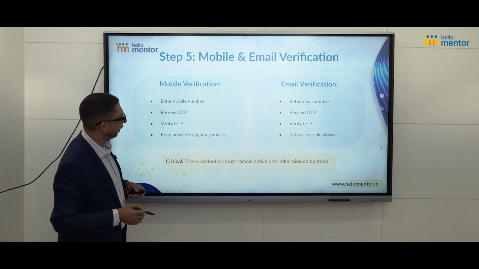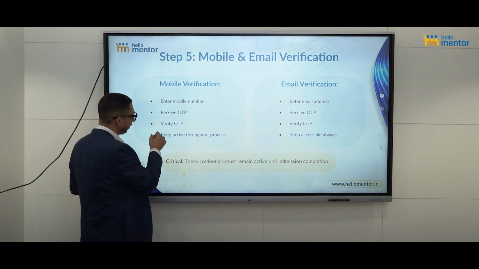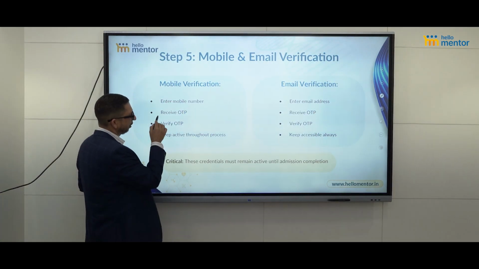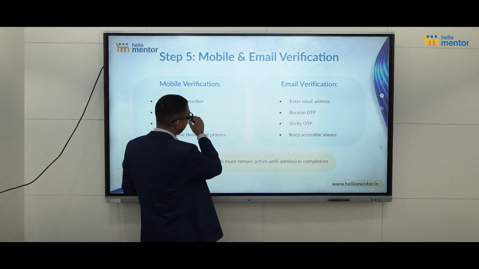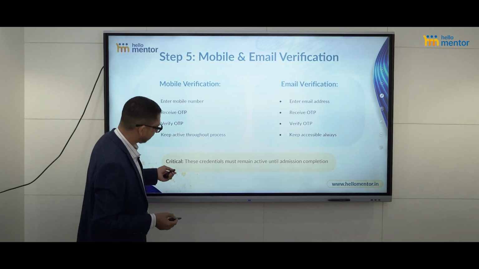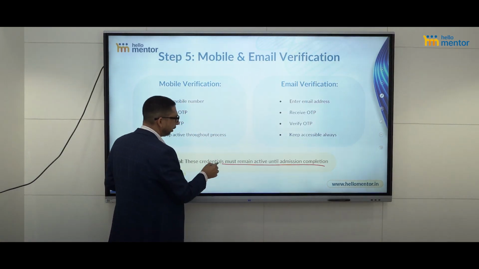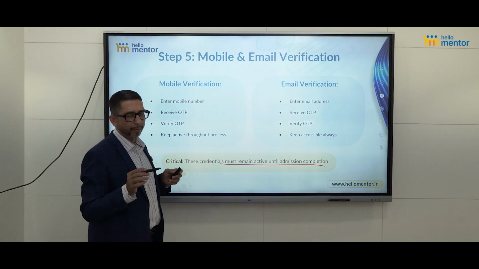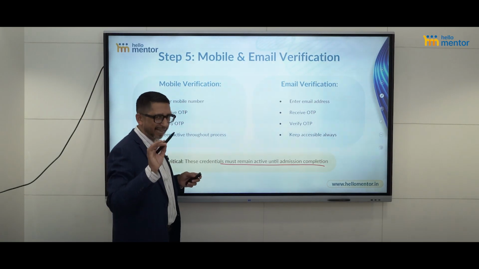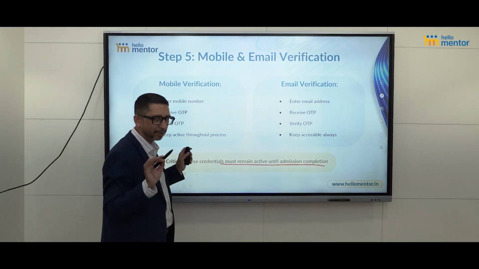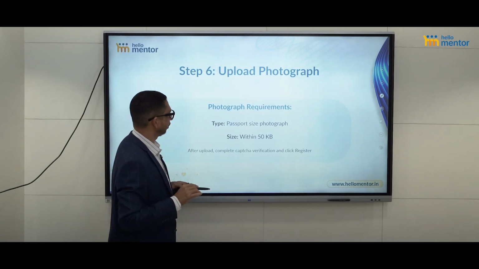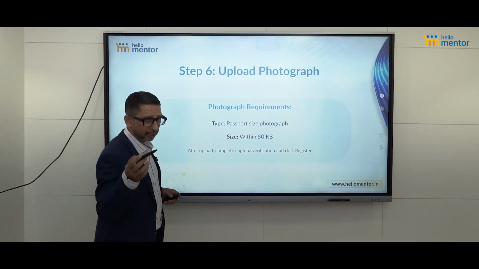Step 5, mobile and email ID. Same process. Give your email ID, get it verified. Again, give your mobile number, email ID and get it verified. These credentials must remain active until admission completion. That is important. Whatever is the email ID or mobile number that you give, you must have access to that till the counseling process ends and you have got admission. Because any kind of communication will come to that.